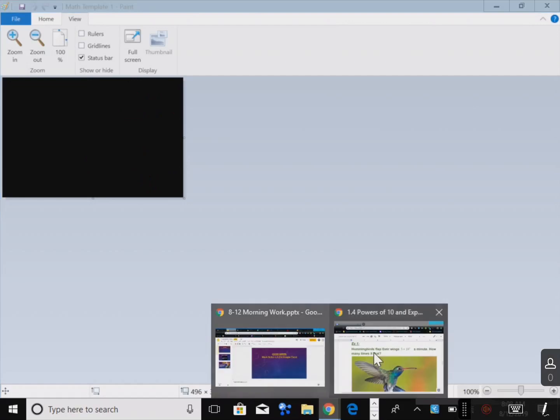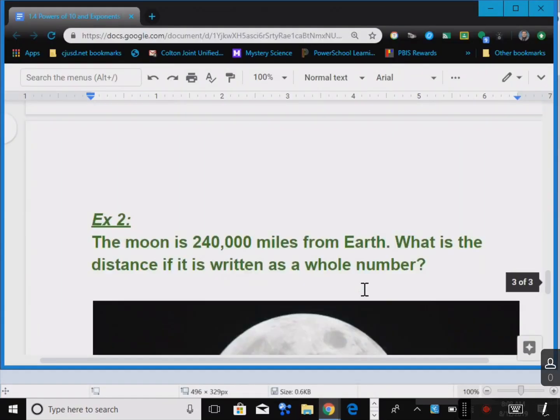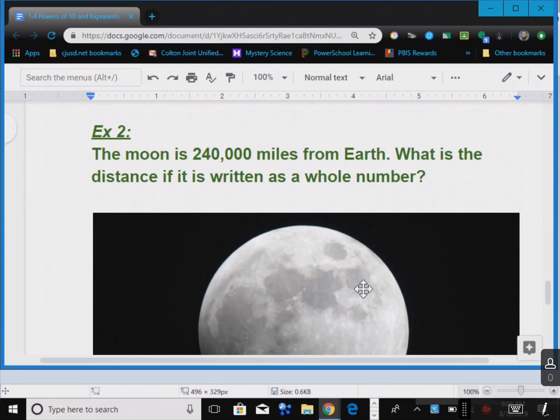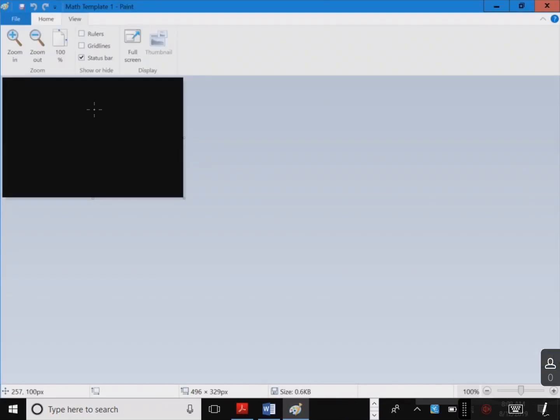The second problem says the moon is 240,000 miles from Earth. What is the distance if it was written as a whole number? Go ahead and write that problem down. I already have it written down in my notes, so I'm going to go back to Paint here, and let's go over it.